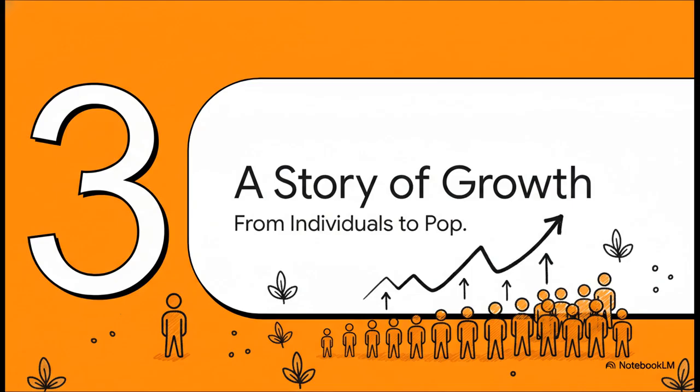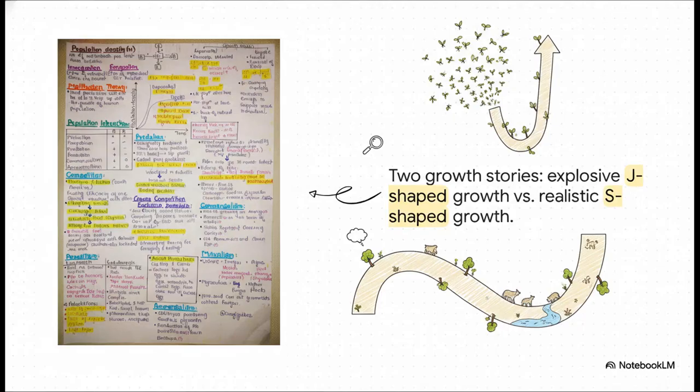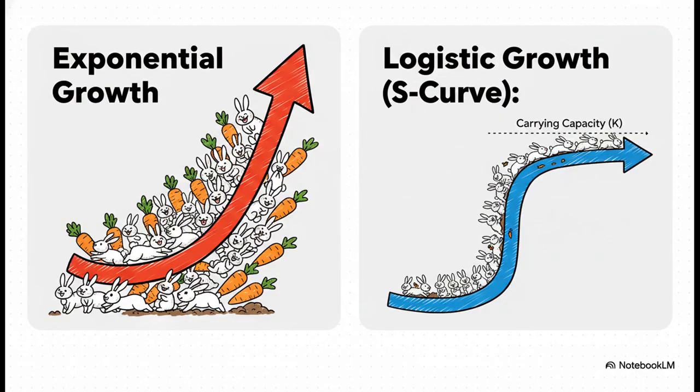How does it grow and change over time? This is where things get really interesting. When we track how populations grow, we see two major patterns emerge. The first is this explosive J-shaped curve. That's unchecked, out-of-control growth. The other one is this more realistic S-shaped curve, which shows growth starting fast but then leveling off. And really, the difference here is pure fantasy versus cold, hard reality.